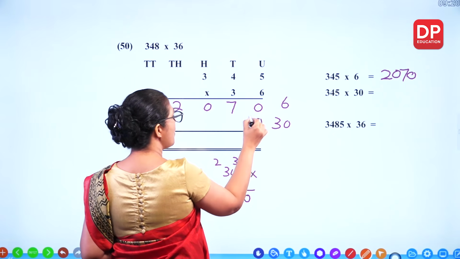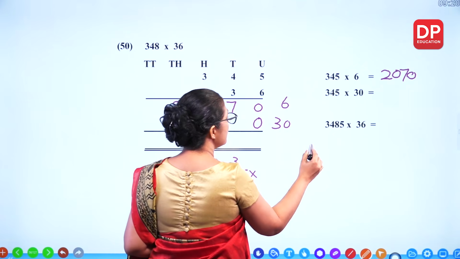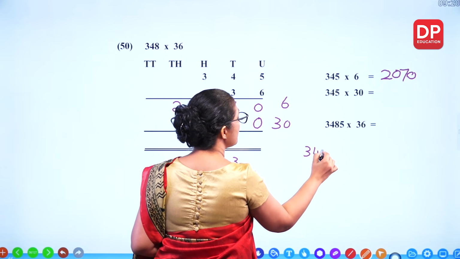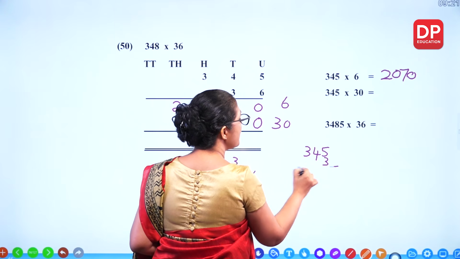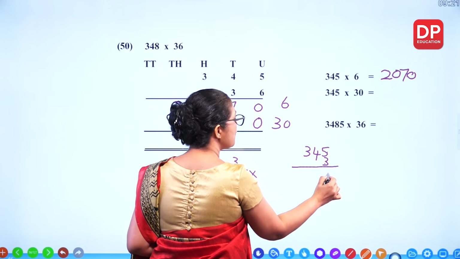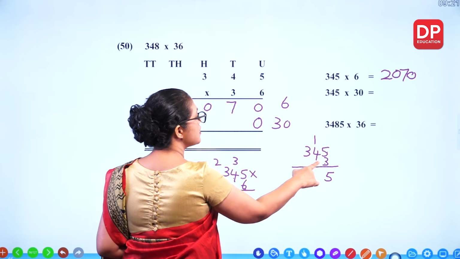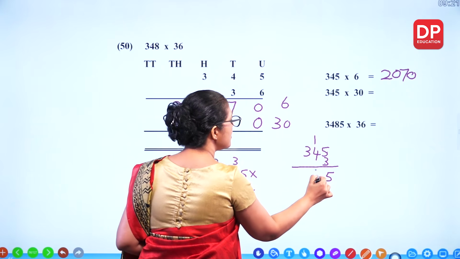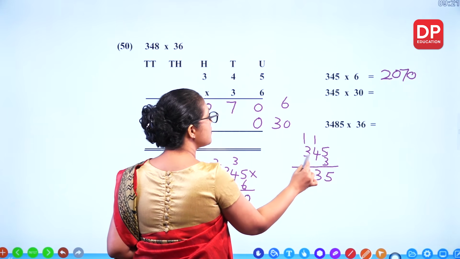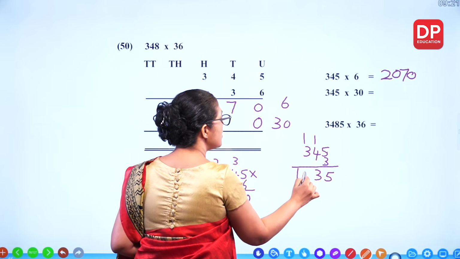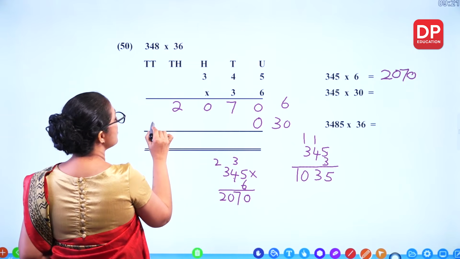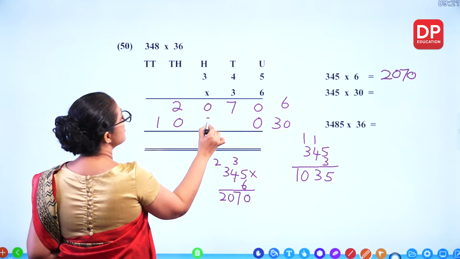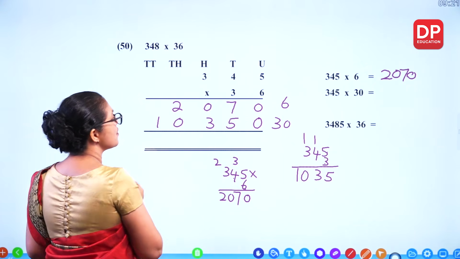Put a 0 and multiply by 3. So I can write 345 multiplied by 3. 3 times 5, 15. 1 remaining. 3 times 4, 12 plus 1, 13. 1 remaining. 3 times 3, 9 plus 1, 10. So you get 1035 and put a 0.